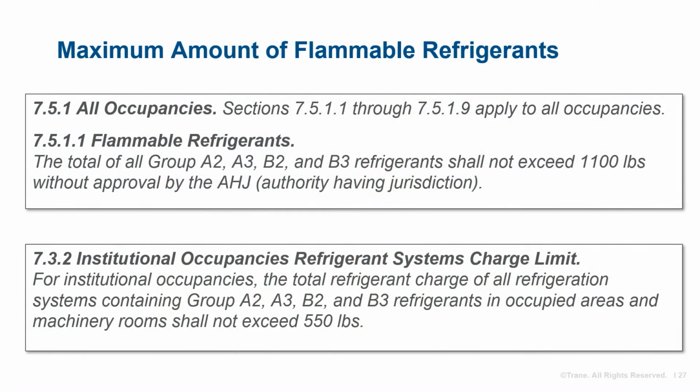But even when the use of these flammable refrigerants is permitted, the standard places a maximum limit on the total quantity. For all occupancy categories, the total amount of A2, A3, B2, and B3 refrigerants used in a building cannot exceed 1,100 pounds. And for an institutional occupancy, this amount is cut in half.